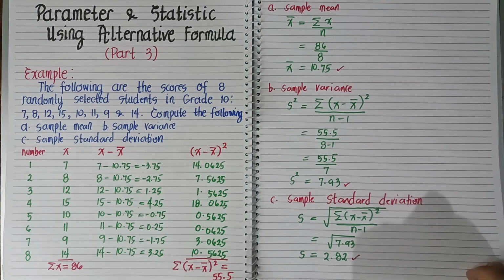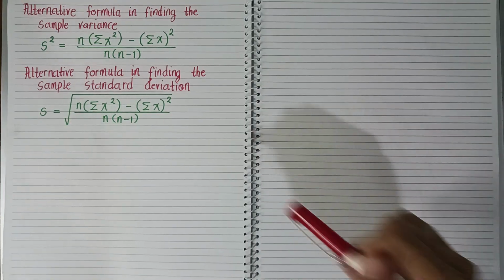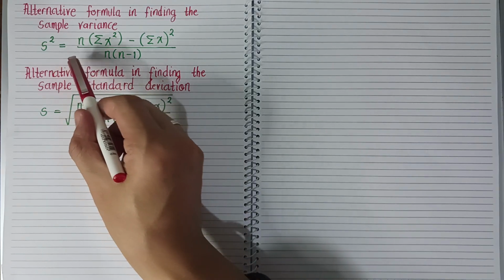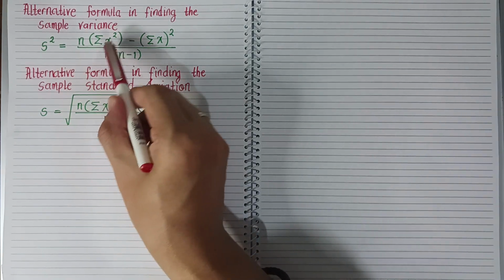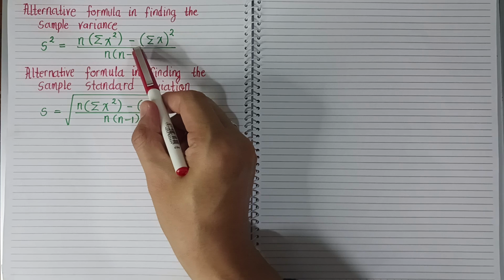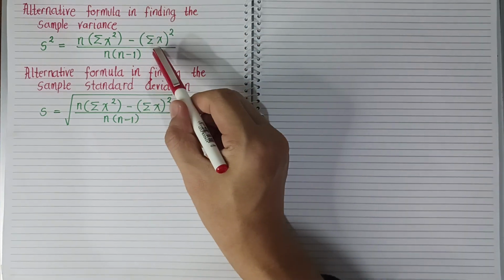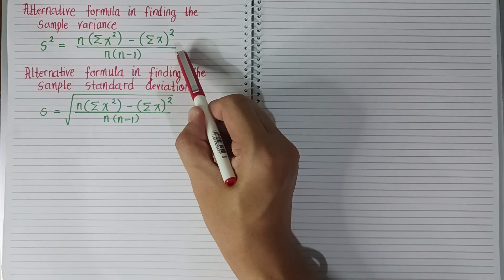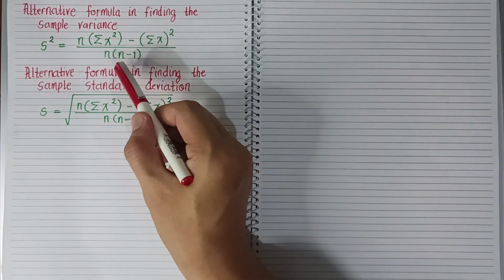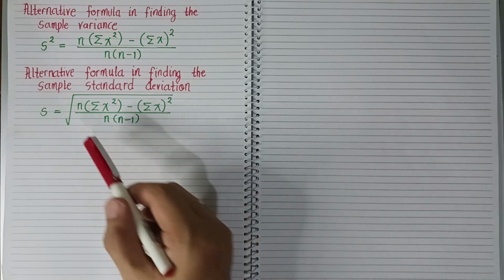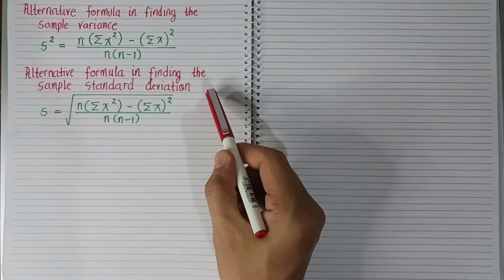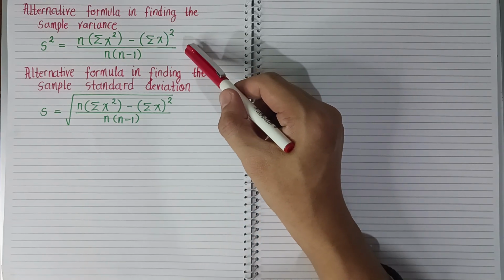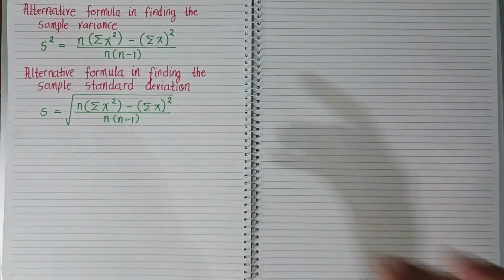Okay? So, this is the formula. Ayan. So, alternative formula in finding the sample variance, S squared is equal to N times the quantity of summation of x squared minus quantity summation of x close squared divided by or all over n times the quantity of n minus 1. And then, for alternative formula in finding the sample standard deviation, get the square root of this ng sample variance natin. Okay, so pakita natin.